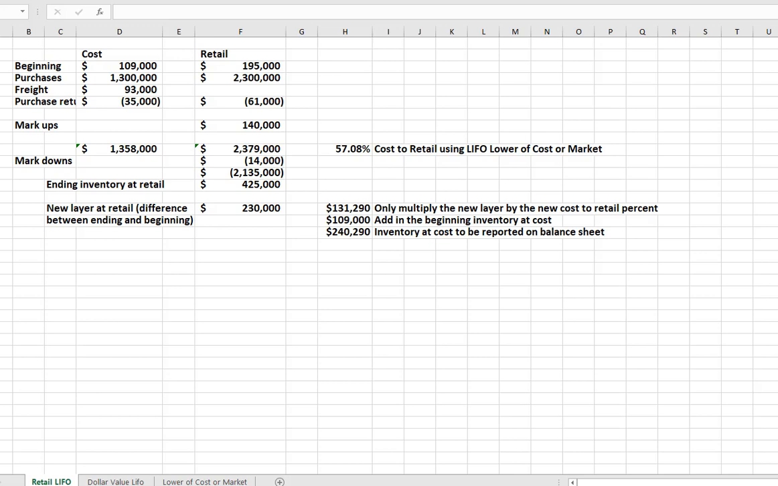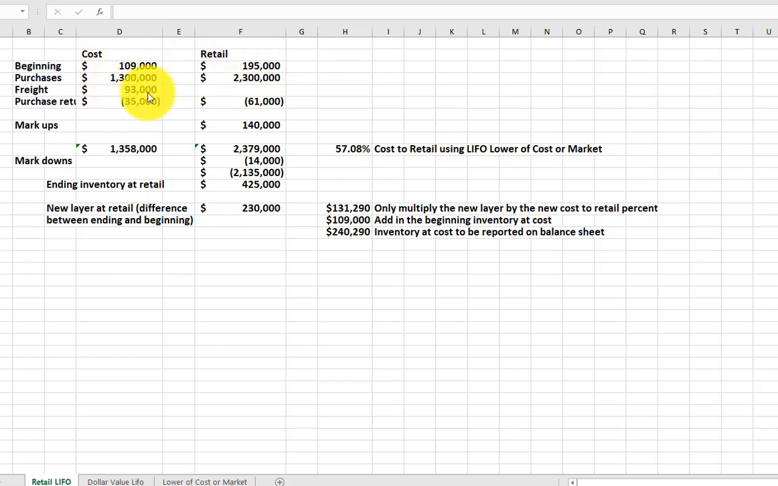If you just view it in Desire to Learn, it'll move parts of it to the next page. So I think it's hard to read that way. But we're setting this up as retail LIFO. We've got two columns, our cost and retail. All of these numbers were given to us. Beginning inventory at cost and at retail.